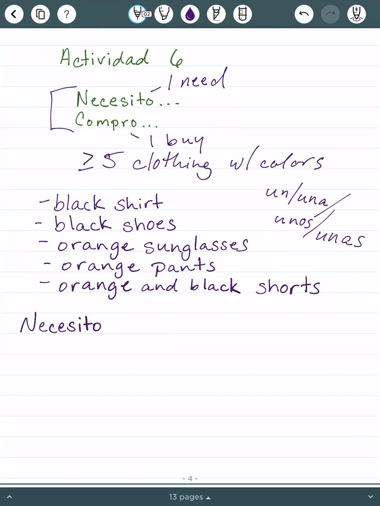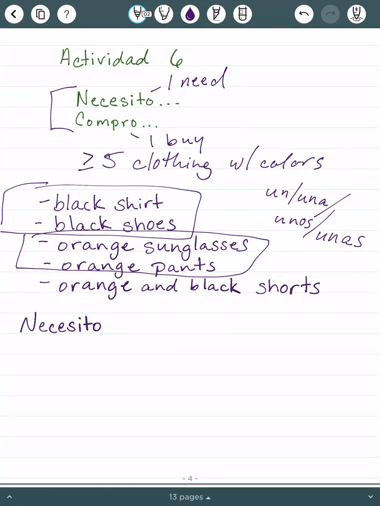So if I want to say, and I put these together for a reason, black shirt, black shoes, orange sunglasses, orange pants. Think about this in English. I don't have to say, I want a black shirt and black shoes and black sunglasses and black pants and black shorts. I can just say, I want a black shirt, shoes, sunglasses, pants, and shorts. And because I said black the one time, you understand that everything's going to be black. So you can do that same thing in Spanish. I can go through and say, I need a black shirt, black shoes, and I can say the color every time if I want to, and you're welcome to do that. But I want to show you something that's a little more conversational.